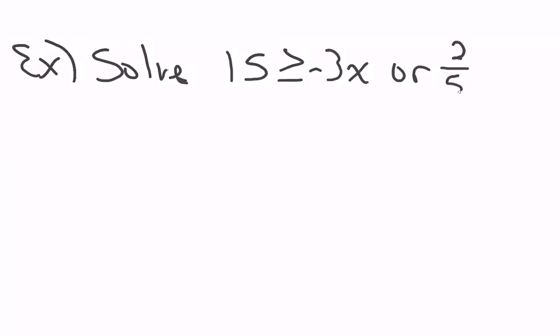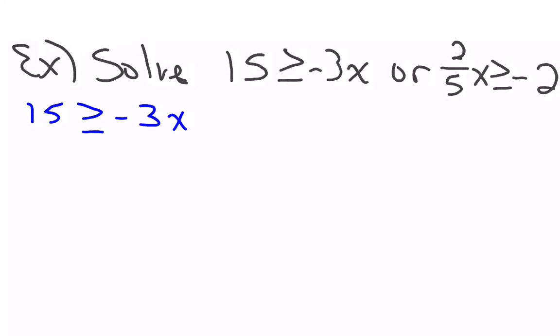So they will ask you to solve 15 greater than or equal to negative 3x, or 2/5 x greater than or equal to negative 2. This is what makes them compound, notice there's two of them. So we have to solve them individually, which is totally fine, and then we'll squish them together in the end. So 15 greater than or equal to negative 3x.